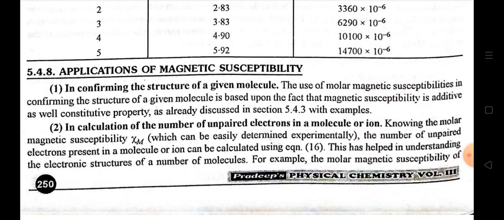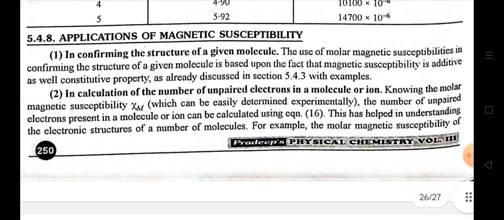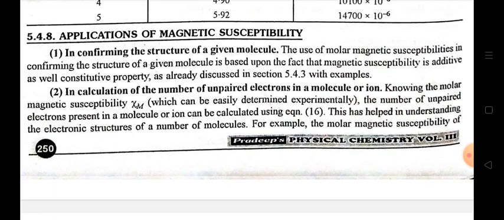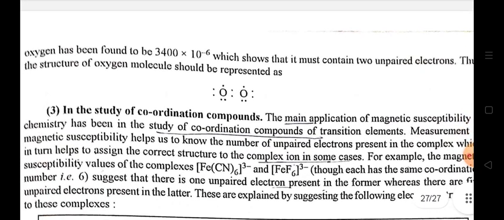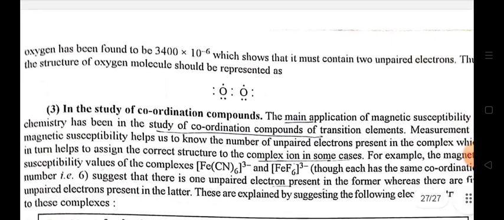Second, in calculation of the number of unpaired electrons in a molecule or ion. Knowing the molecular magnetic susceptibility xi m, which can be easily determined experimentally, the number of unpaired electrons present in a molecule or ion can be calculated using equation 16. This has helped in understanding the electronic structure of a number of molecules. For example, the molar magnetic susceptibility of oxygen has been found to be 3400 into 10 raised to the power minus 6, which shows that it must contain 2 unpaired electrons. Thus, the structure of the oxygen molecule should be represented as shown.